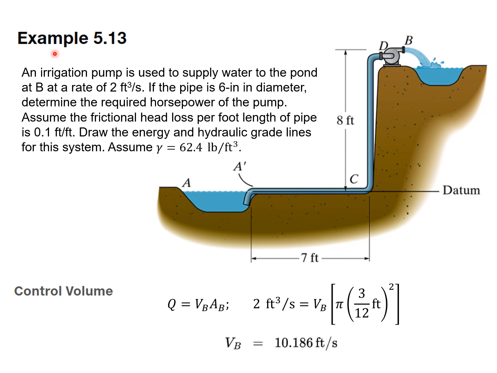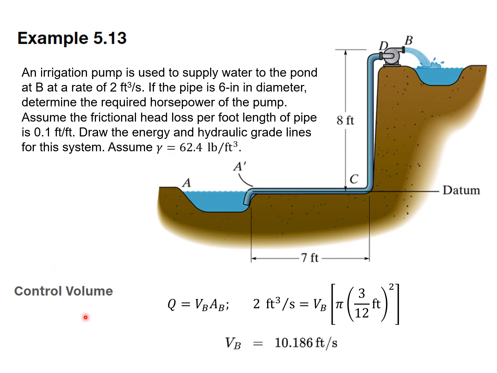As our final example, let's take a look at example 5.13. So here we have a pump, where an irrigation pump is used to supply water to a pond. So we're pumping from A, pumping up, dumping out the water at B. The rate at B, we're told, is 2 cubic feet per second. If the pipe is 6 inches in diameter, determine the required horsepower of the pump. Assume the frictional head loss per foot length of pipe is 0.1 feet for every foot. Also draw the energy and hydraulic grade lines of the system. Assume gamma is 62.4 pounds per cubic foot.